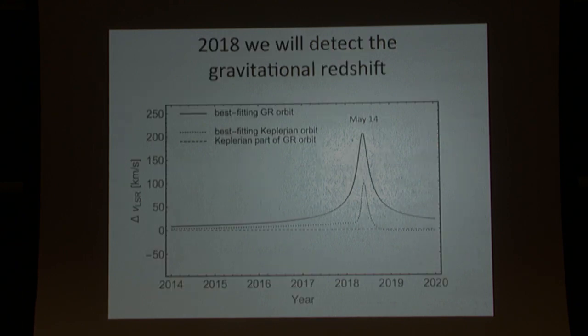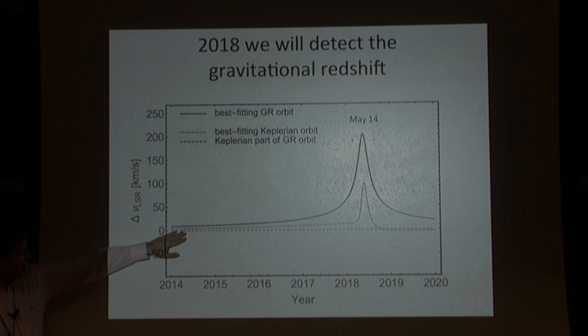Okay, it's clear that in 2018 we will detect the gravitational redshift. Here May 14 is for us the prediction, so we agree, I would say, almost on the statistical level. What is maybe worth pointing out is that there's always a Keplerian orbit which looks like your relativistic orbit, and this is the biggest nuisance you have. And you have to determine your orbital elements. So the Keplerian part of your orbit is this line here, but there's a better fitting Keplerian orbit to the relativistic data.